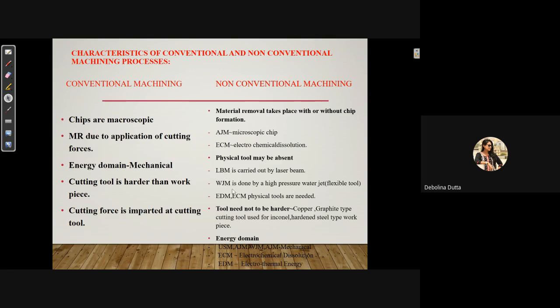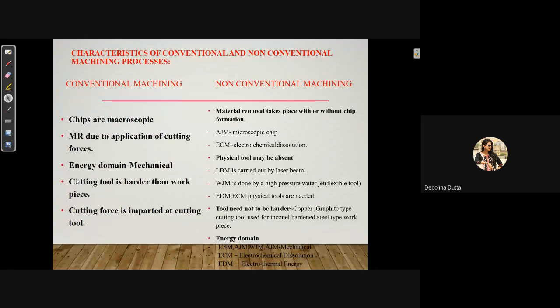Another is water jet machining, which is done by a high pressure water jet. It is a flexible tool, not a physical tool. Next, in the case of EDM and ECM, a physical tool is needed. So it's a mixed thing in non-conventional machining processes. Sometimes a physical tool is required, sometimes it's not required, sometimes a flexible tool is required, sometimes a ray of light is enough to cut a material.